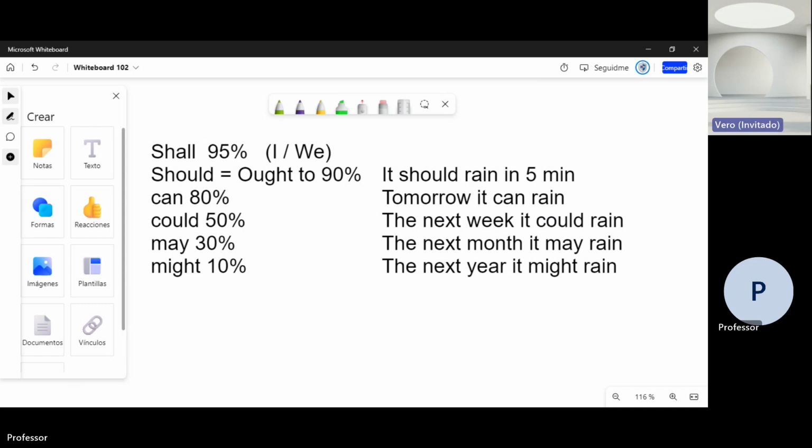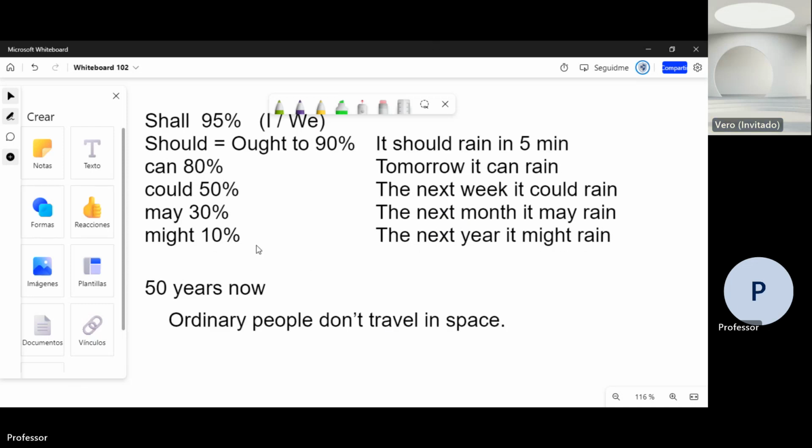In the future, we should go to visit Mars. Oh, cool.